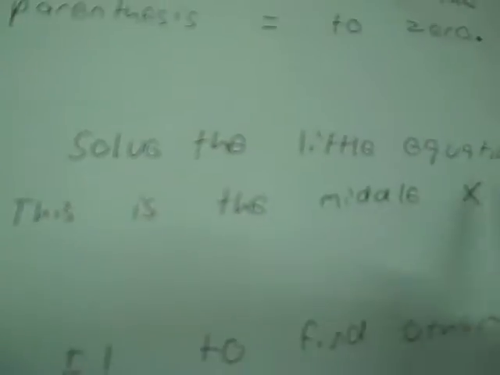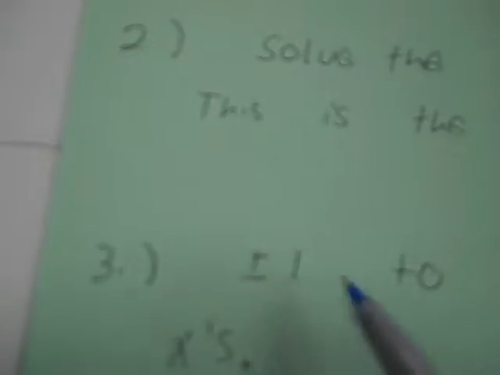First, set whatever's in the parentheses equal to 0. So this is x minus 5. I set that equal to 0. And then I just plus 5 and plus 5, so x equals 5, okay? So I solved the little equation, and this right here is the middle x, okay? And then I plus 1 and minus 1 to find the other x's. So that's going to be 6 and 4.